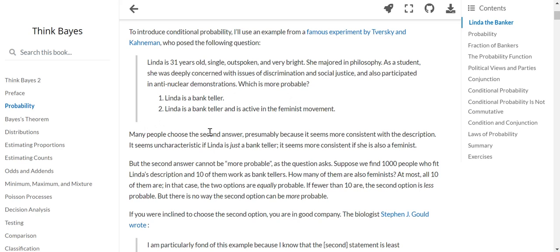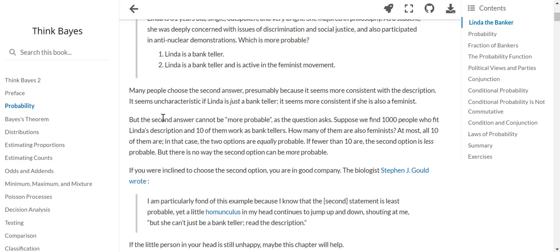Okay. So many people chose the second answer, presumably because it seems more consistent with the description. It seems uncharacteristic if Linda is just a bank teller, right? It seems more consistent if she was also a feminist. Okay, that seems reasonable. But the second answer cannot be more probable, as the question asks. Suppose we find 1,000 people who fit Linda's description and 10 of them work as bank tellers. How many of them are feminists? At most, all 10 of them are. In that case, the two options are equally probable. If fewer than 10 are, the second option is less probable. But there is no way that the second option can be more probable.